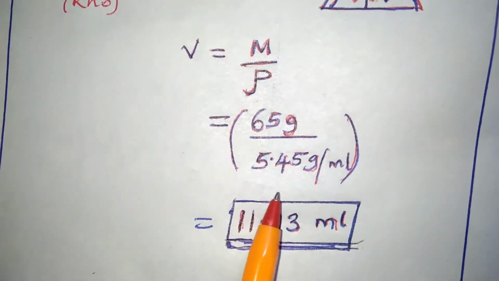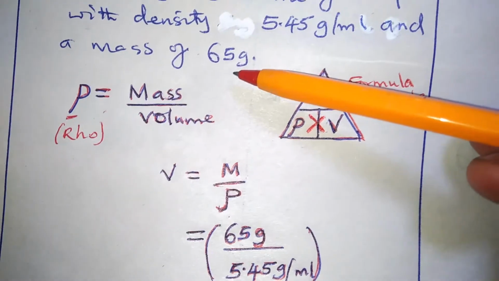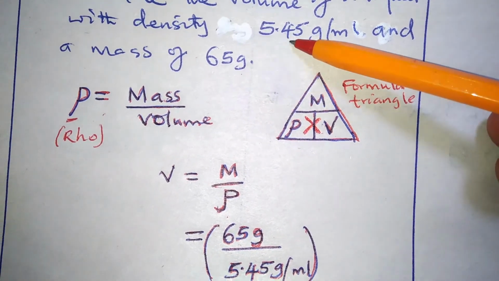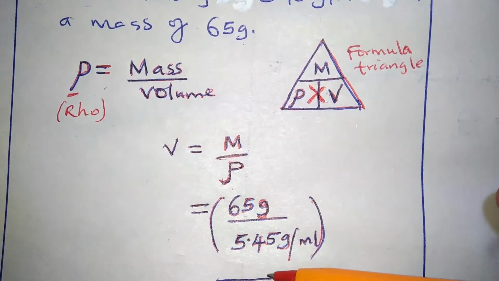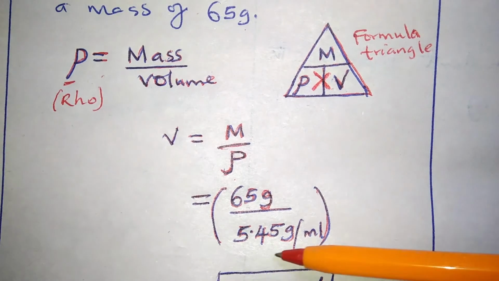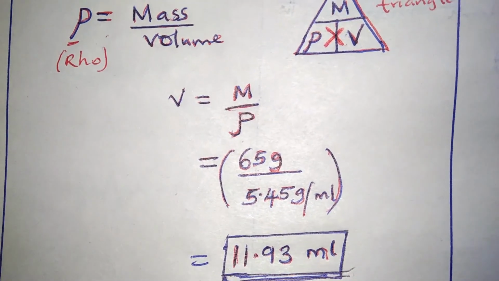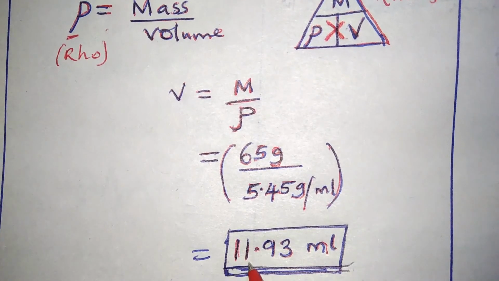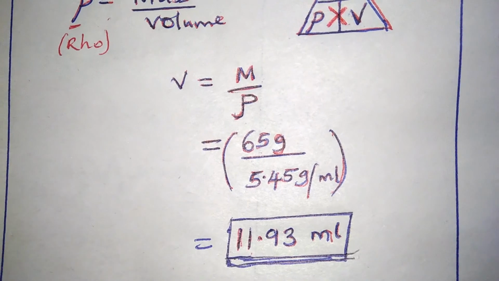And so that gives us 65 grams from the equation, 65 grams divided by the density, which is 5.45 grams per milliliter. When we use our calculator, we solve that and the result will be 11.93 milliliters.